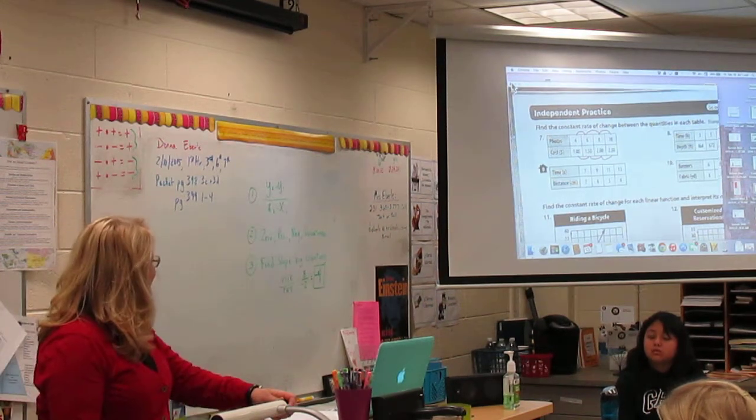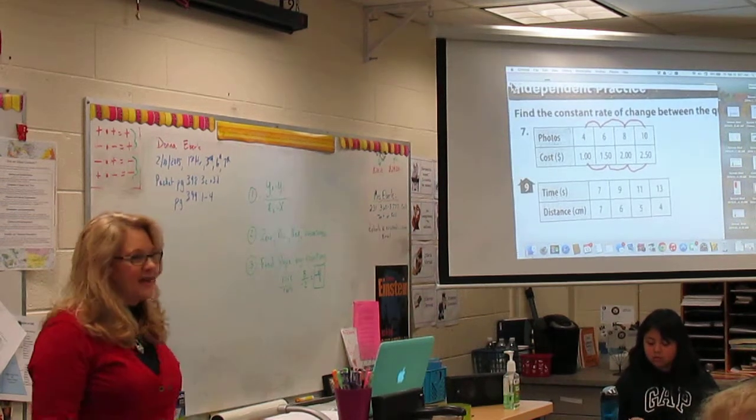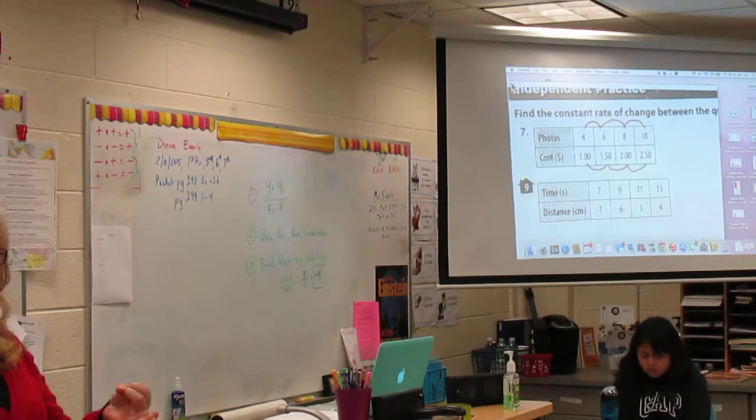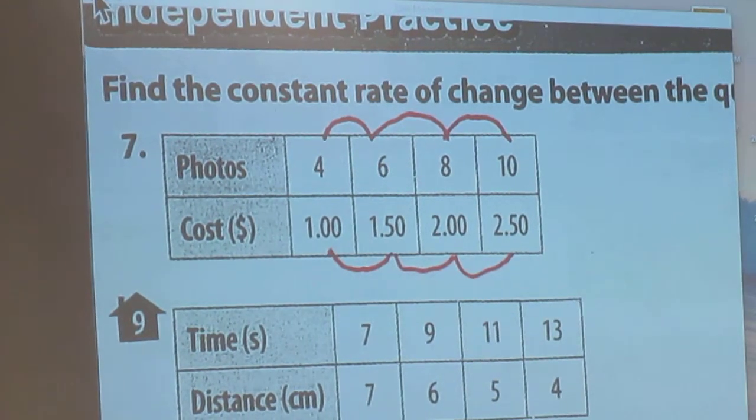Undefined. Excellent. Okay, now we're going to go to problem number 7. And you remember that in our scale, it said we had to be able to find slope from a table, from a graph, and from an equation. You tell me now, what ways do we have to find slope? From a table, graph, and equation. Good.